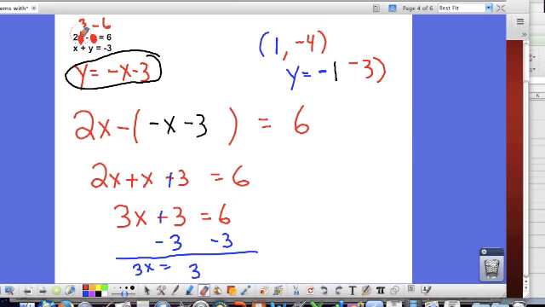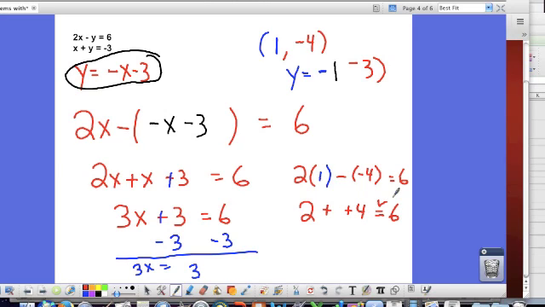Let's see if that works in this equation. So 2 times 1, correct? Minus negative 4 should equal 6. 2 times 1 minus the y value, negative 4, should equal 6. 2 times 1 is 2 minus a negative 4. Subtracting a negative is the same as adding a positive. So that does equal 6. My answer is correct.